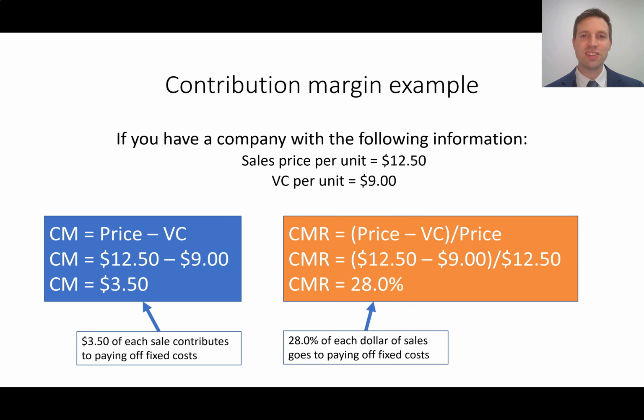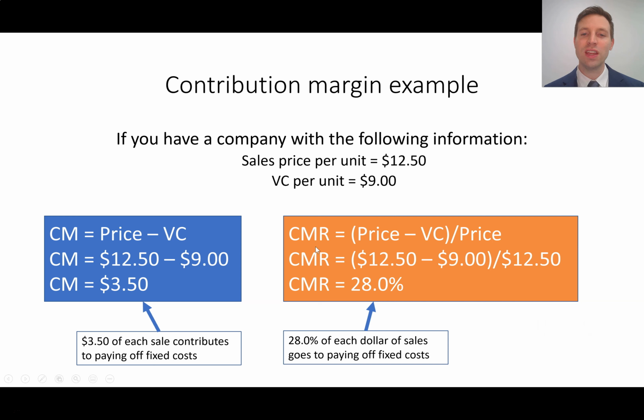Because the formula is just the sales price minus the variable costs, let's have a look at an example of how to calculate this. If we have a company with a sales price per unit of $12.50, and they calculate their variable cost per unit is $9, then to calculate the contribution margin, we would take the $12.50 sales price minus the $9 per unit variable cost and would get a contribution margin of $3.50. So for every sale the business makes, they're generating $3.50 to pay off the fixed costs. And once those fixed costs are paid off, that will all be going towards profit.